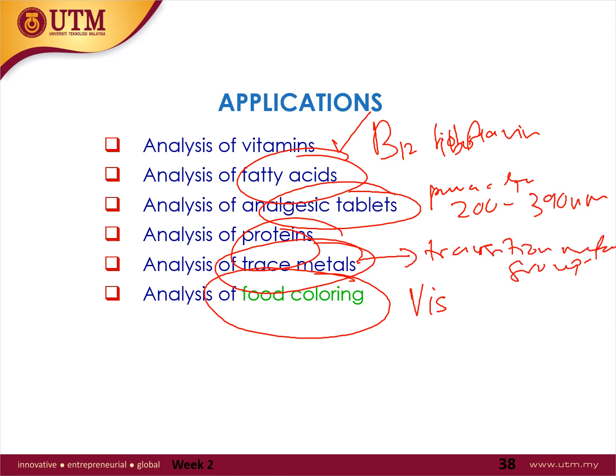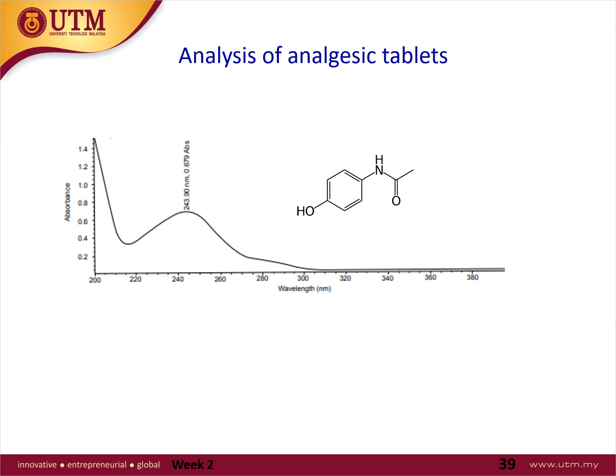Trace metal is for those in the transition metal groups. Okay, the one that I said about the type of interaction in UV visible. Okay, this is acetaminophen. Acetaminophen is the active ingredient in Panadol. It gives you the lambda max at around 243 nanometer. Here, 243, and it gives you around 0.7.